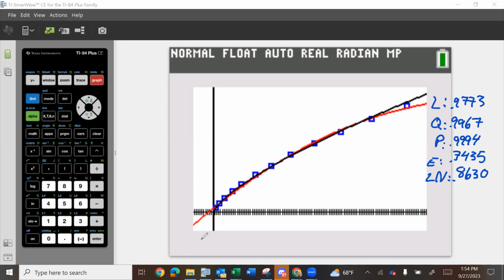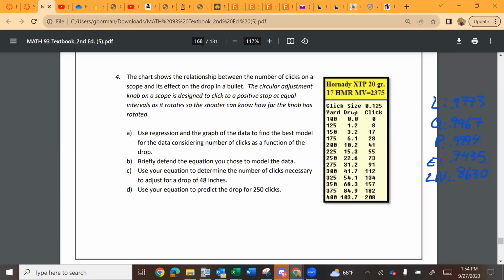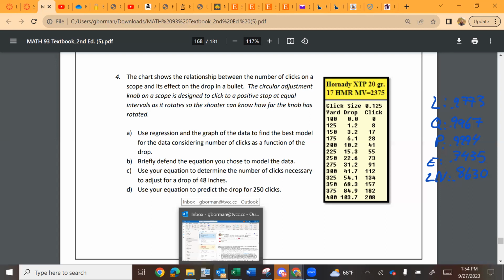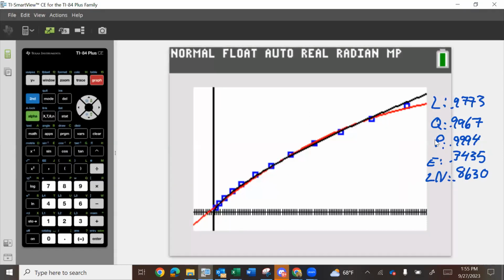Because having it come back down means that if your drop goes up high enough, so you just keep getting higher and higher drops, corresponding to further and further shots, like 600-yard shots, 800-yard shots, eventually the number of clicks that you do starts dropping. And that doesn't really make sense. Because that doesn't pass the common sense test, that's another reason why I want to go with power. So power model, that's my guy.